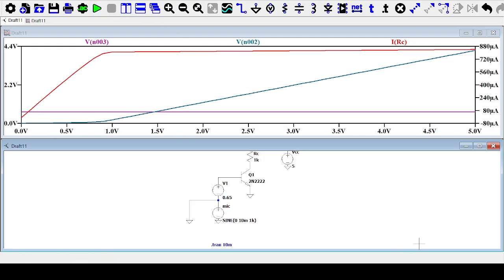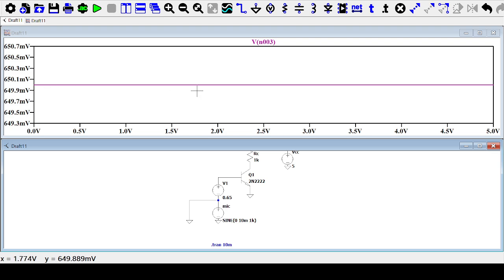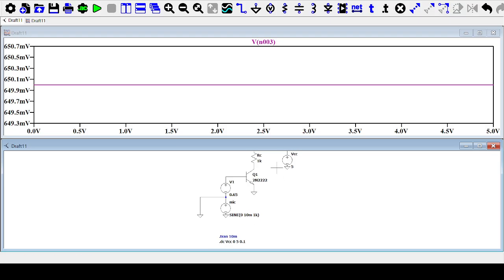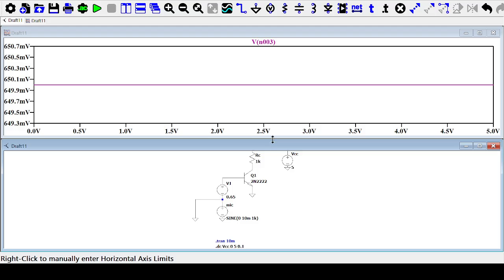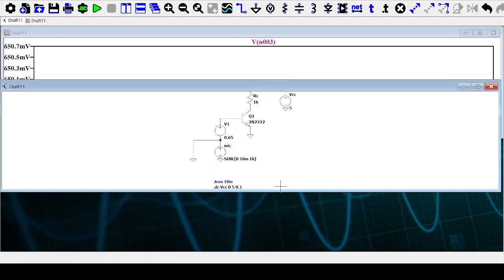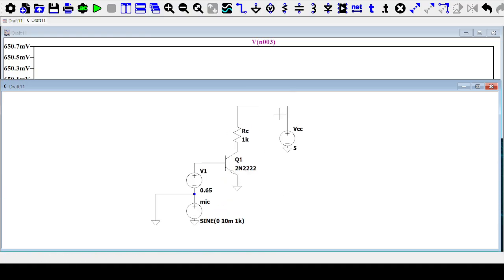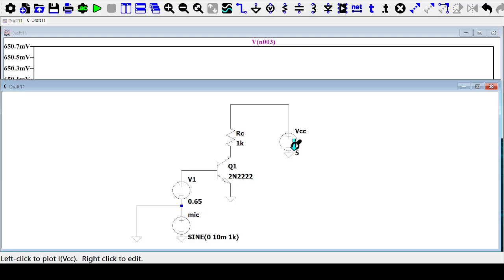So the first thing we notice is the VBE is constant. That's obvious, because I'm not sweeping the VBE. I've kept that constant. What I'm varying now is just the VCC from 0 to 5.